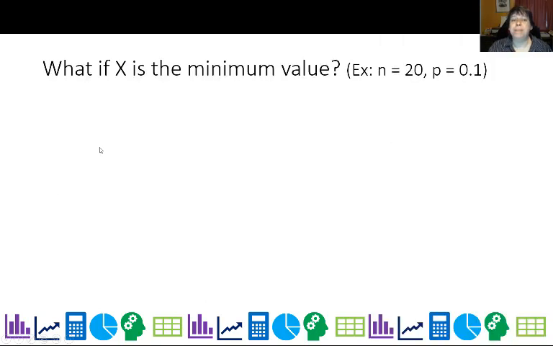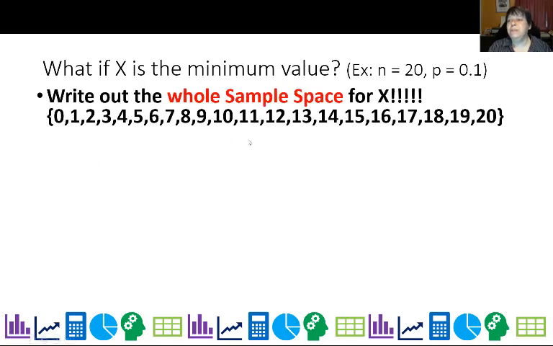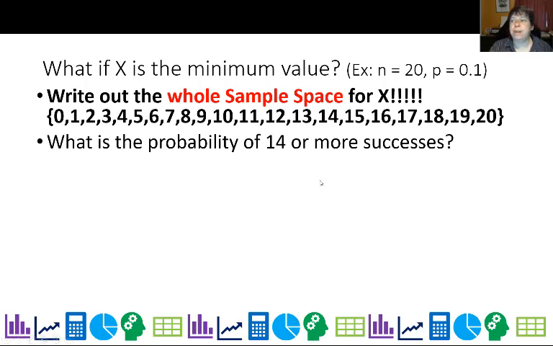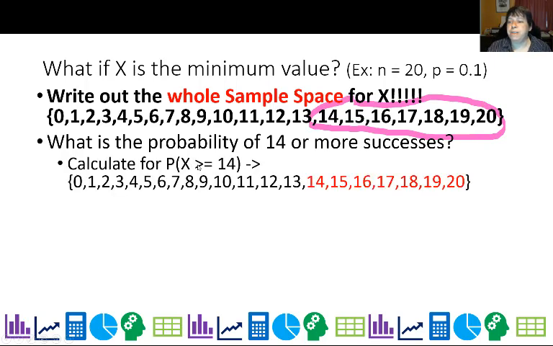What if x is the minimum value? Before we were saying x is the maximum value. If x is the minimum value, what do we do? Well, first of all, always write out the whole sample space. In this case, I'm doing n is 20 and p is 0.1, so we have a nice big sample space. And I ask you, what is the probability of 14 or more successes? Well, I'm looking for these. All of these count as 14 or more, and I want to calculate the probability that x is greater than or equal to 14.